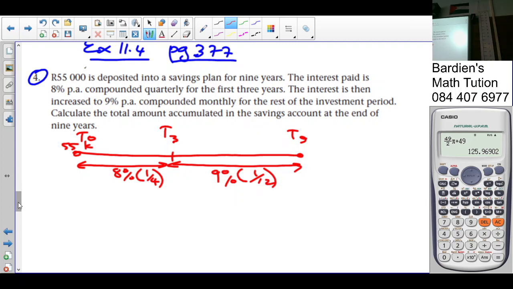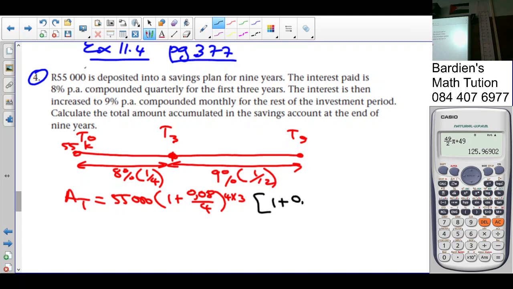Okay, so I can do this in one calculation. You all agree with that? Okay, so A total is equal to 55,000 into 1 plus 0.08 over 4 to the exponent 4 times 3. So this is the amount lying at that point. So what happens now? What happens at that point? Then it's 1 plus 0.09 over 12 to the exponent 12 times.